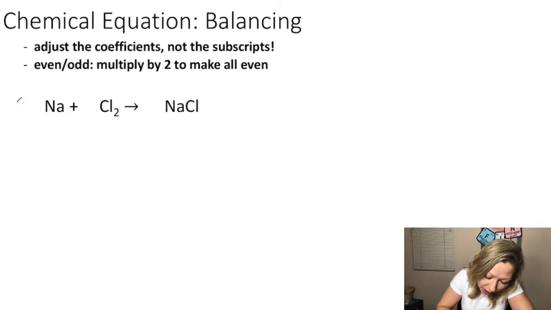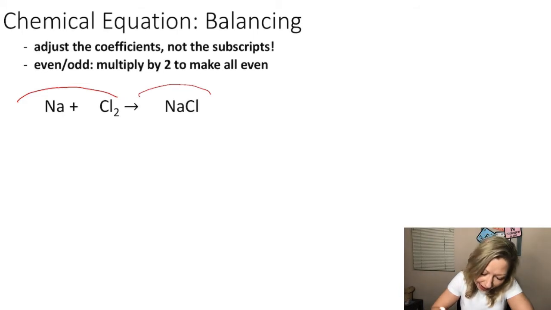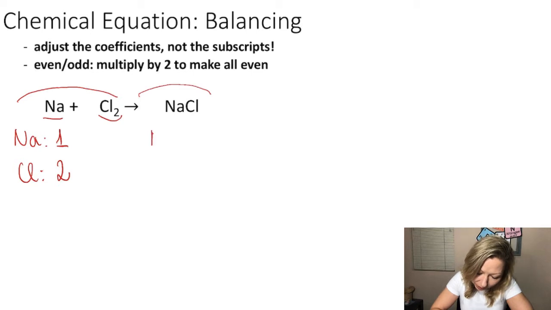We have sodium plus Cl2 forming NaCl. So let's count the number of atoms on my reactant side. What is my first reactant? Na, right? I have one sodium atom. How many chlorine atoms do I have? Two, right? What about on my product side? I have one sodium atom. How many chlorine atoms? Only one.